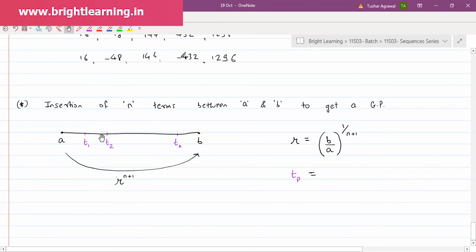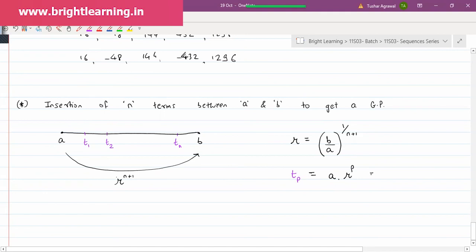The new terms that I am inserting, that is my counting process. So my counting process, the new terms only. According to the new terms, a is the 0th term. So from a, I have to go p steps ahead only: a times r to the power p.